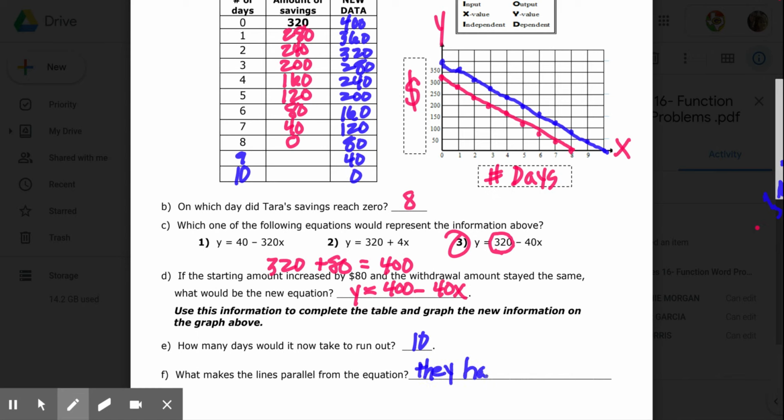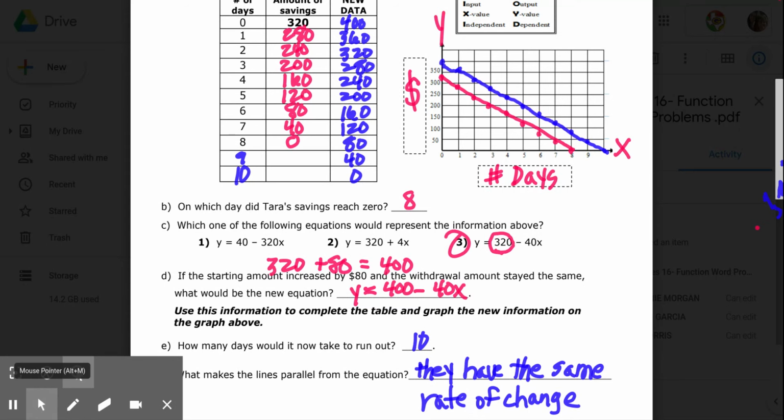They have the same rate of change. Or in other words, this is the slope. So the slope of the line remains the same.